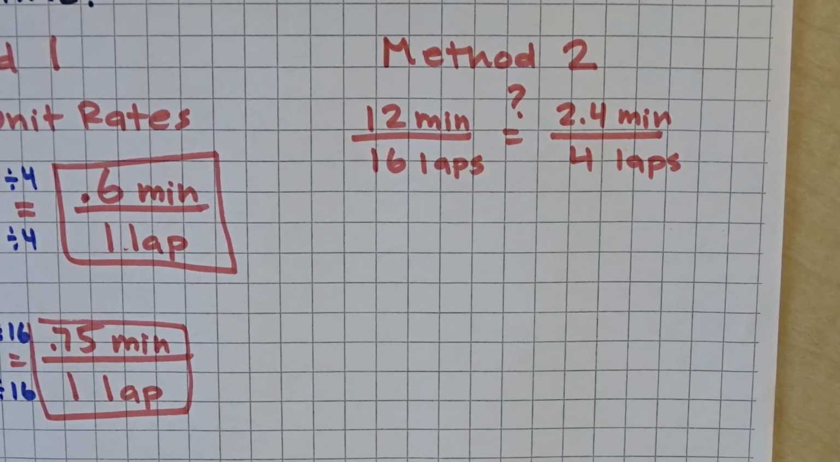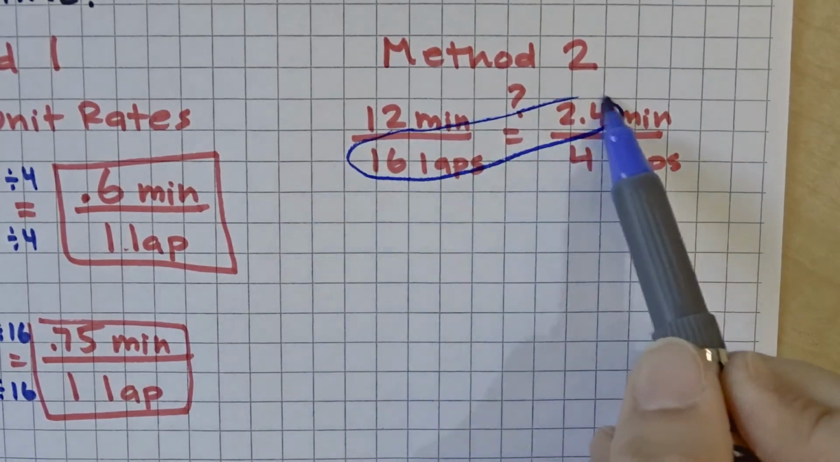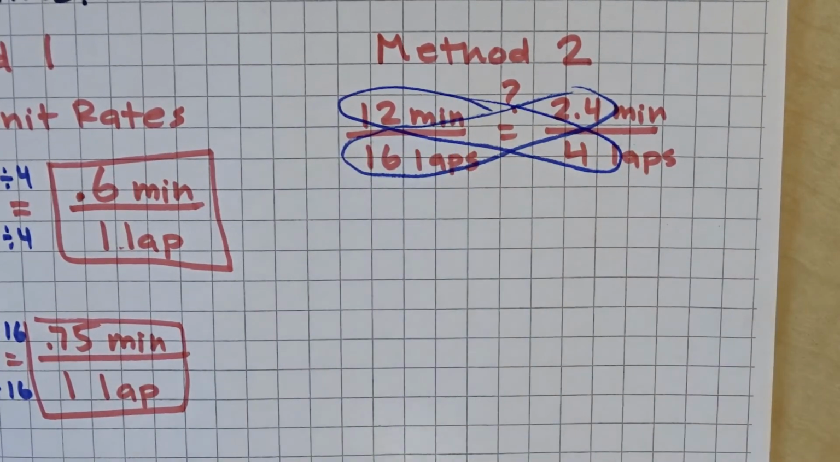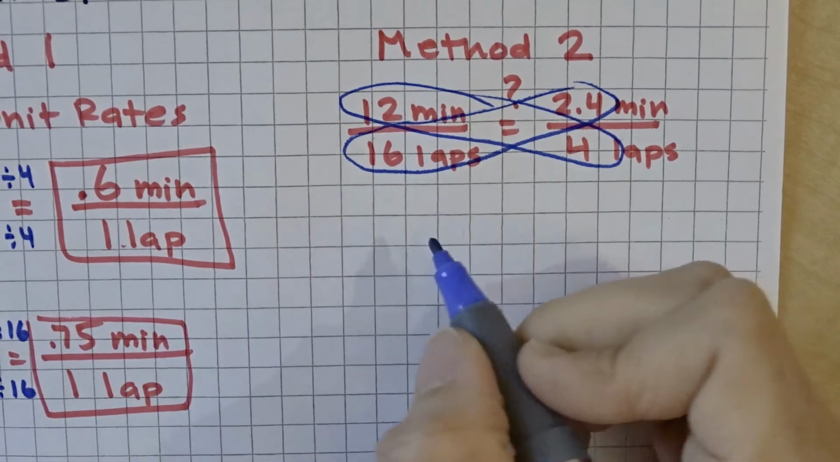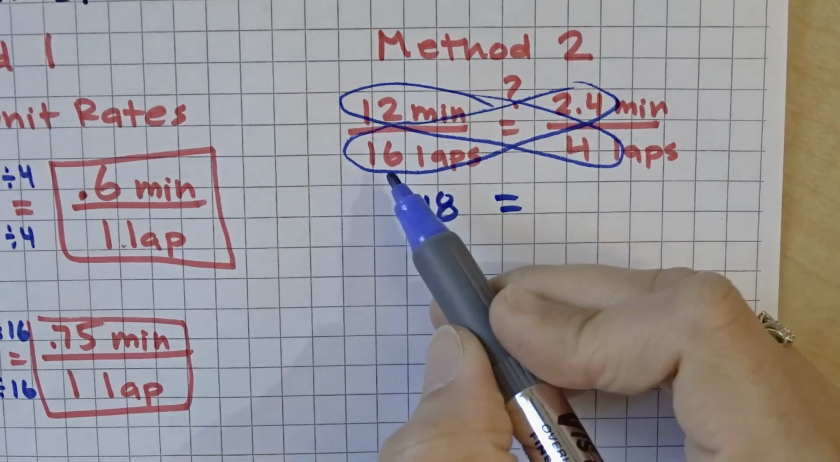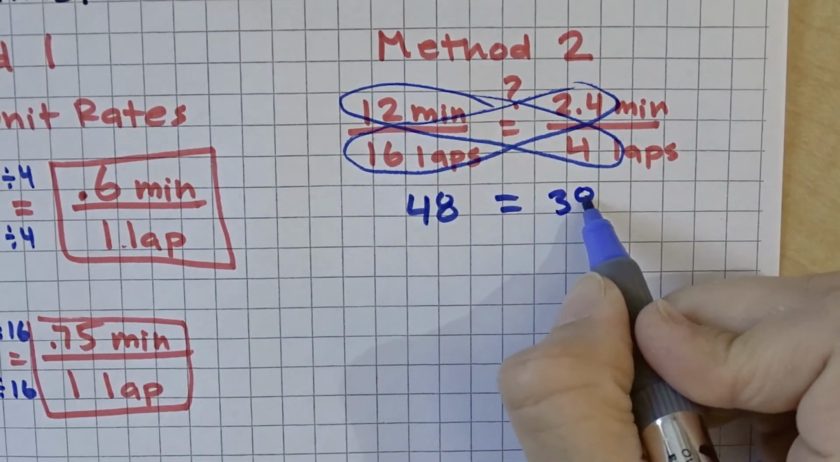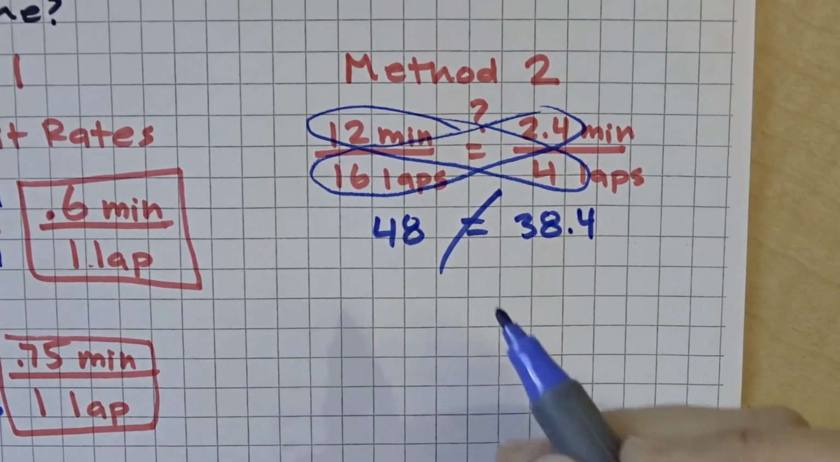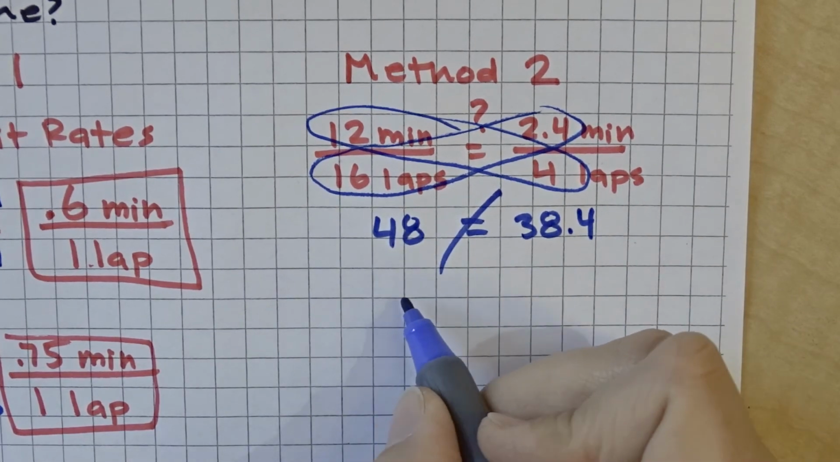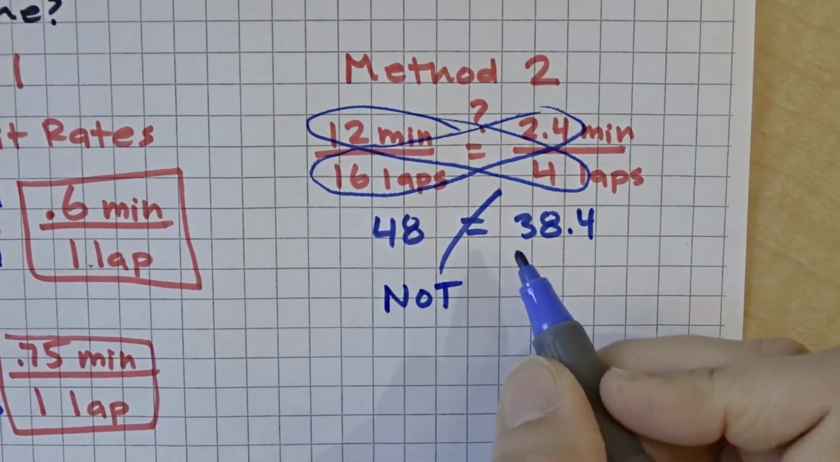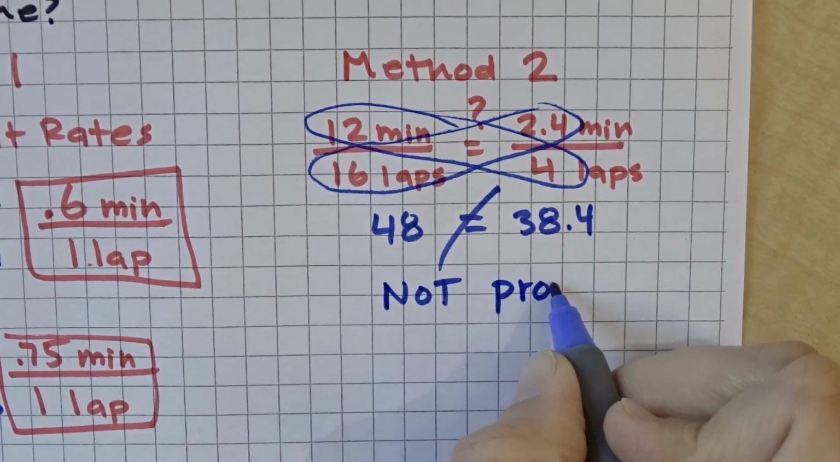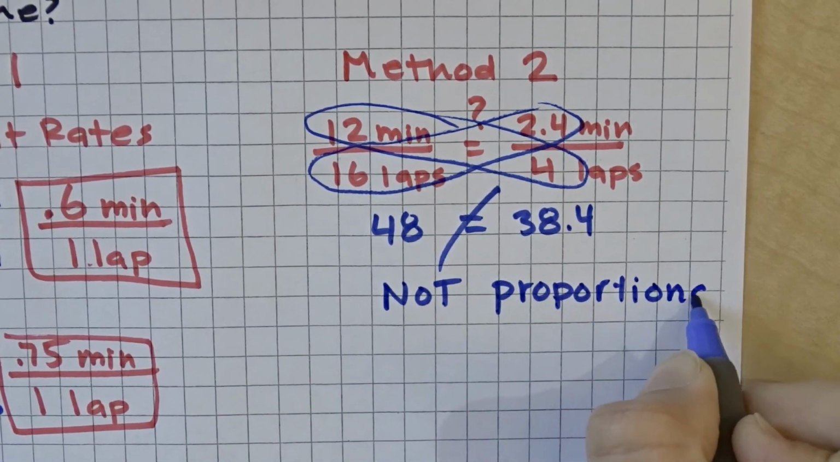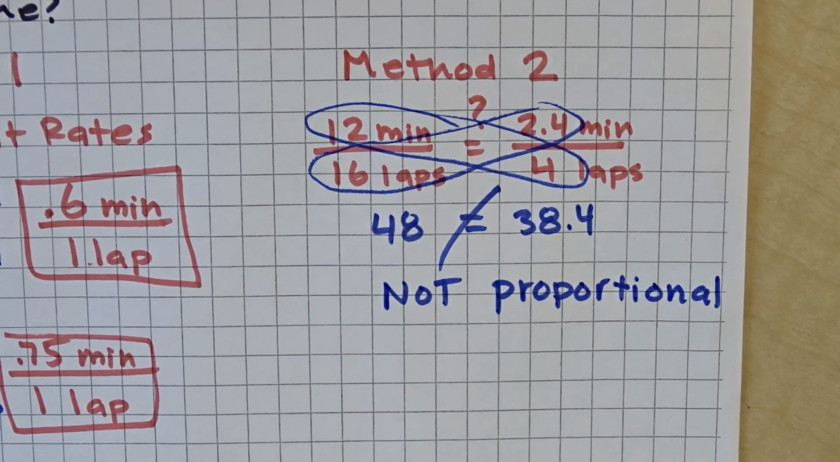So then you're going to do cross products. Cross multiply here and cross multiply here. And 12 times 4 is 48. And 16 times 2.4 is 38.4. Clearly, those numbers are not equal to each other, so therefore it's not proportional. Cross products are not equal, so they're not proportional. So we say nope. Not proportional. All right, and there you go.